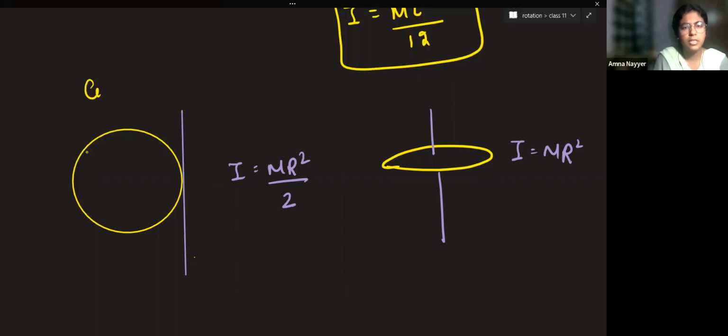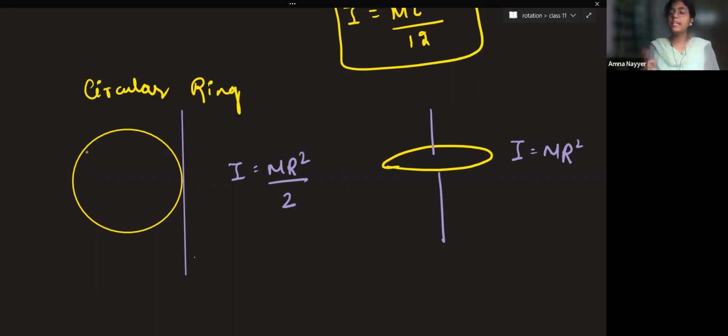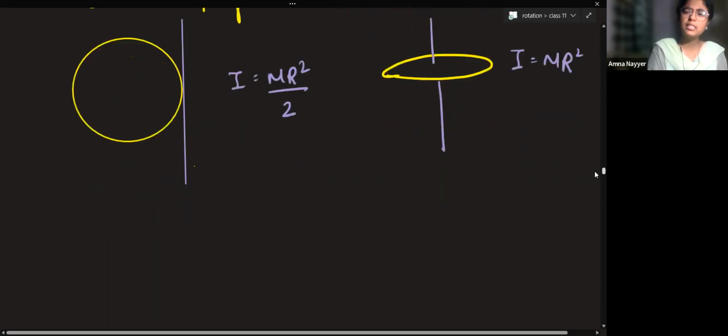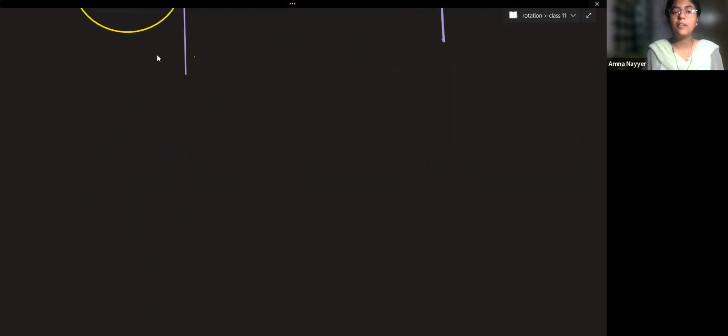This is for a circular ring. Nobody is going to tell you in the question that the moment of inertia for a circular ring along the axis perpendicular to it is MR square, and when the axis of rotation is parallel to the diameter, the moment of inertia is MR square by 2. Nobody is going to mention and specify this. These things are just understood, as in they will be directly given to you. So you have to solve it.